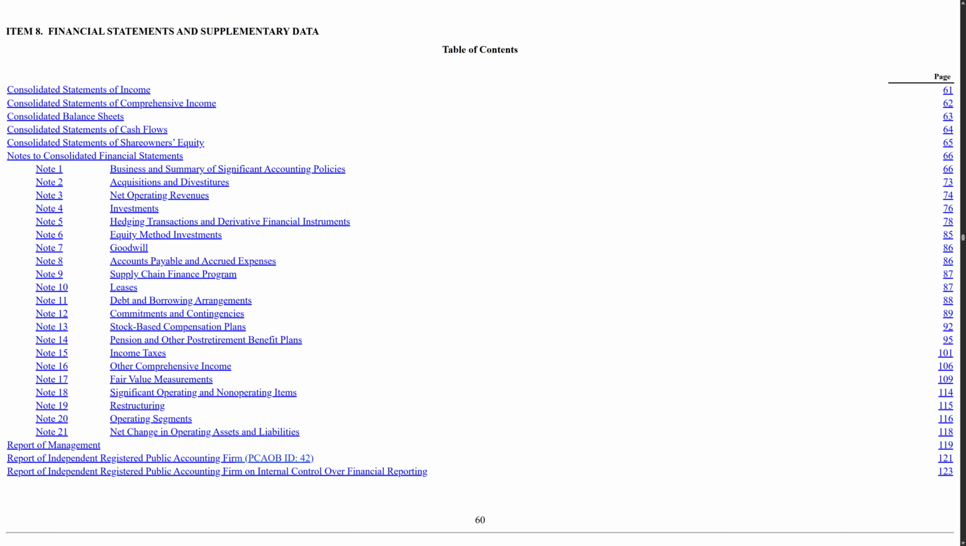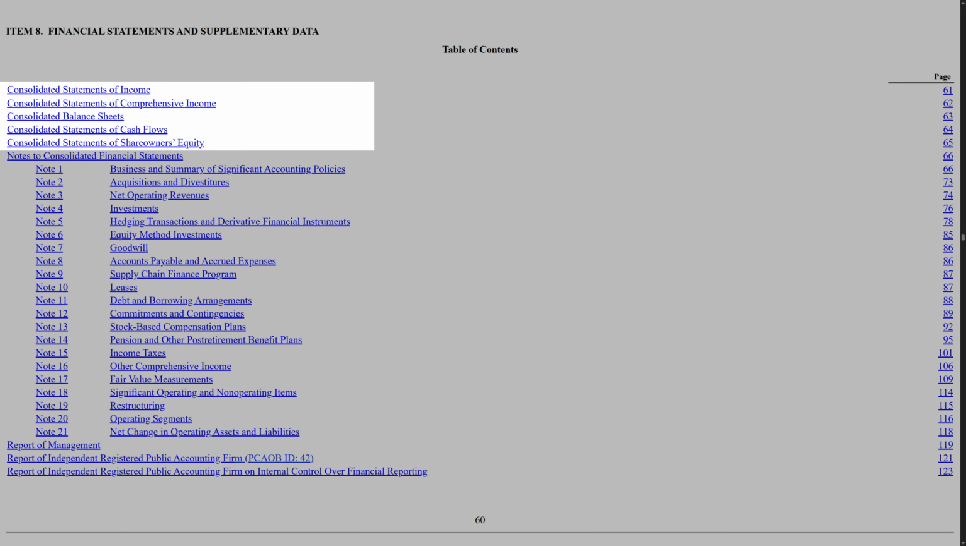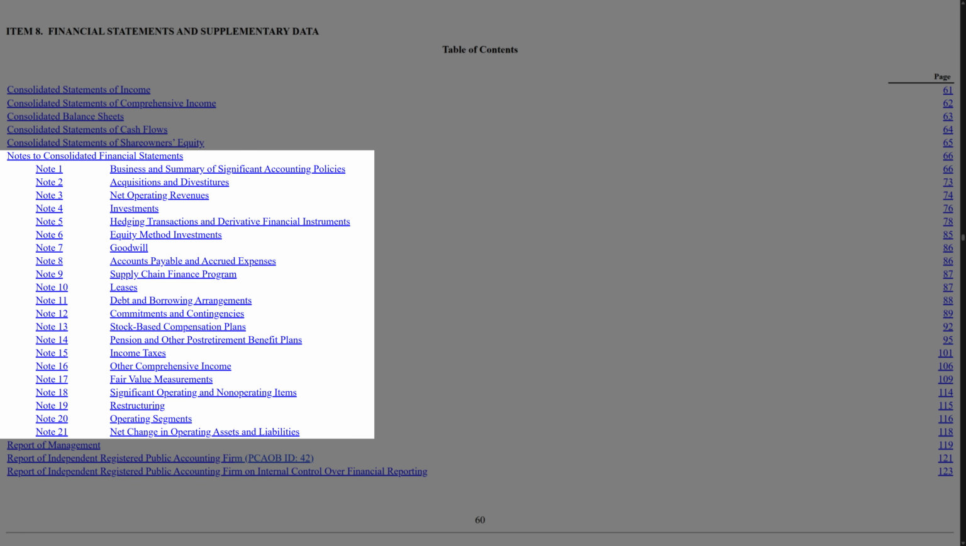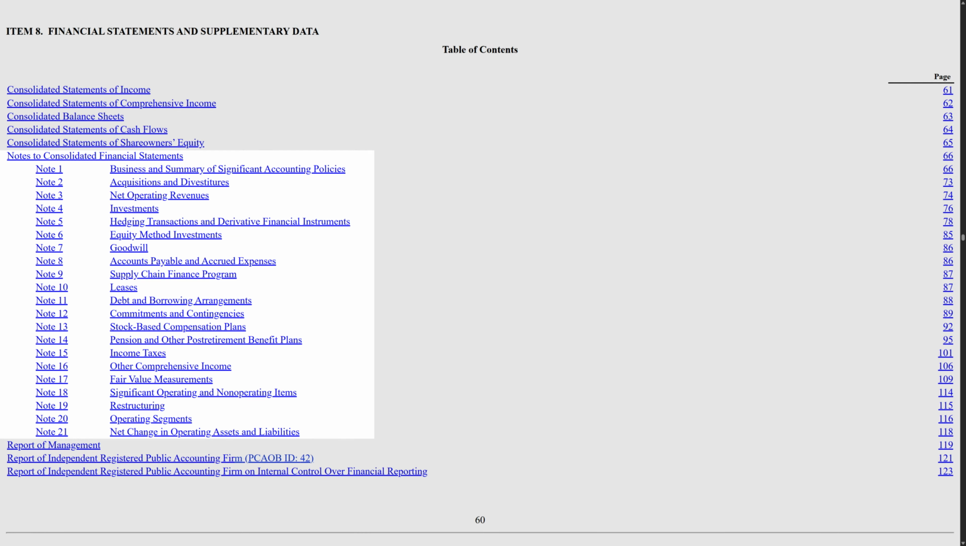So with that, here's item 8 of Coca-Cola's most recent 10K as of recording, where they present their financial statements and supplementary data. And you can see right here in the table of contents for that section what they've included. Here are the 4 primary statements, with the statement of income and statement of comprehensive income separated, and then each of the notes management has included to convey all material information. We won't read through all of them, but let's look at a few interesting ones.